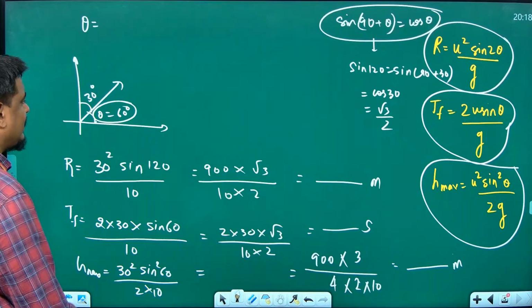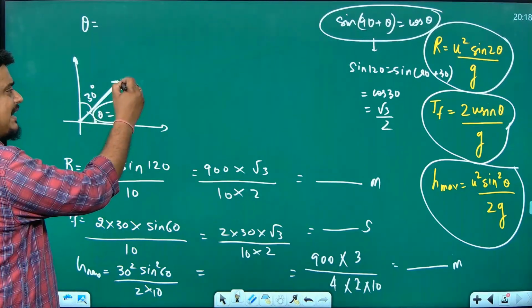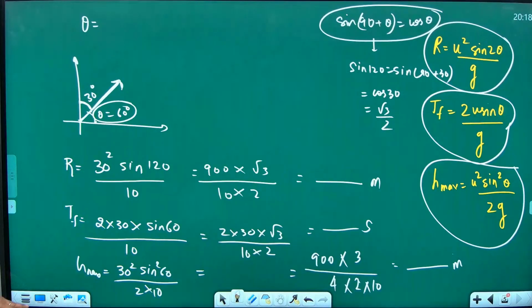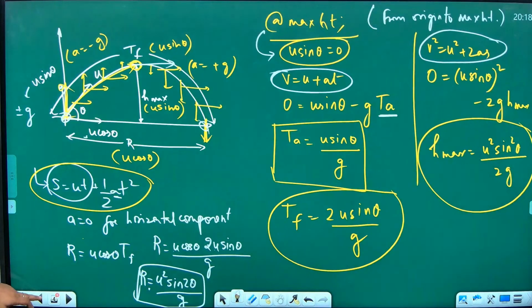They told that the object is projected at an angle of 30 degrees with the vertical. And when we derived all the formulas, we took theta as what? Angle made with what? Horizontal. So if this is given as 30, this will become how much? 60. Got it?